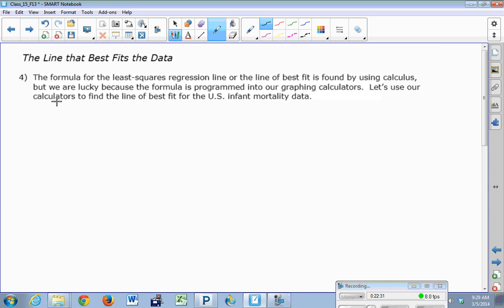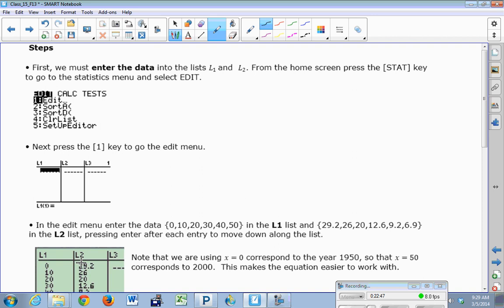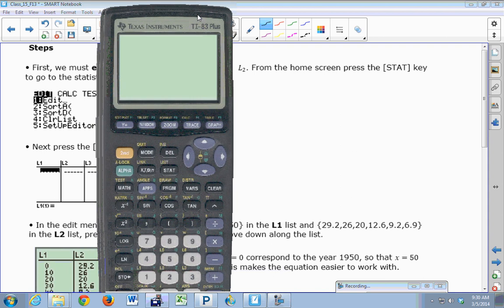So the formula for the least squares regression line, or the line of best fit, is found using calculus. Oh God, but we're lucky because the formula is programmed into our graphing calculators. So let's use our calculator to find the line of best fit for this data. The first thing you're going to do is don't flip out because of all the steps, because they're all written down here for you.